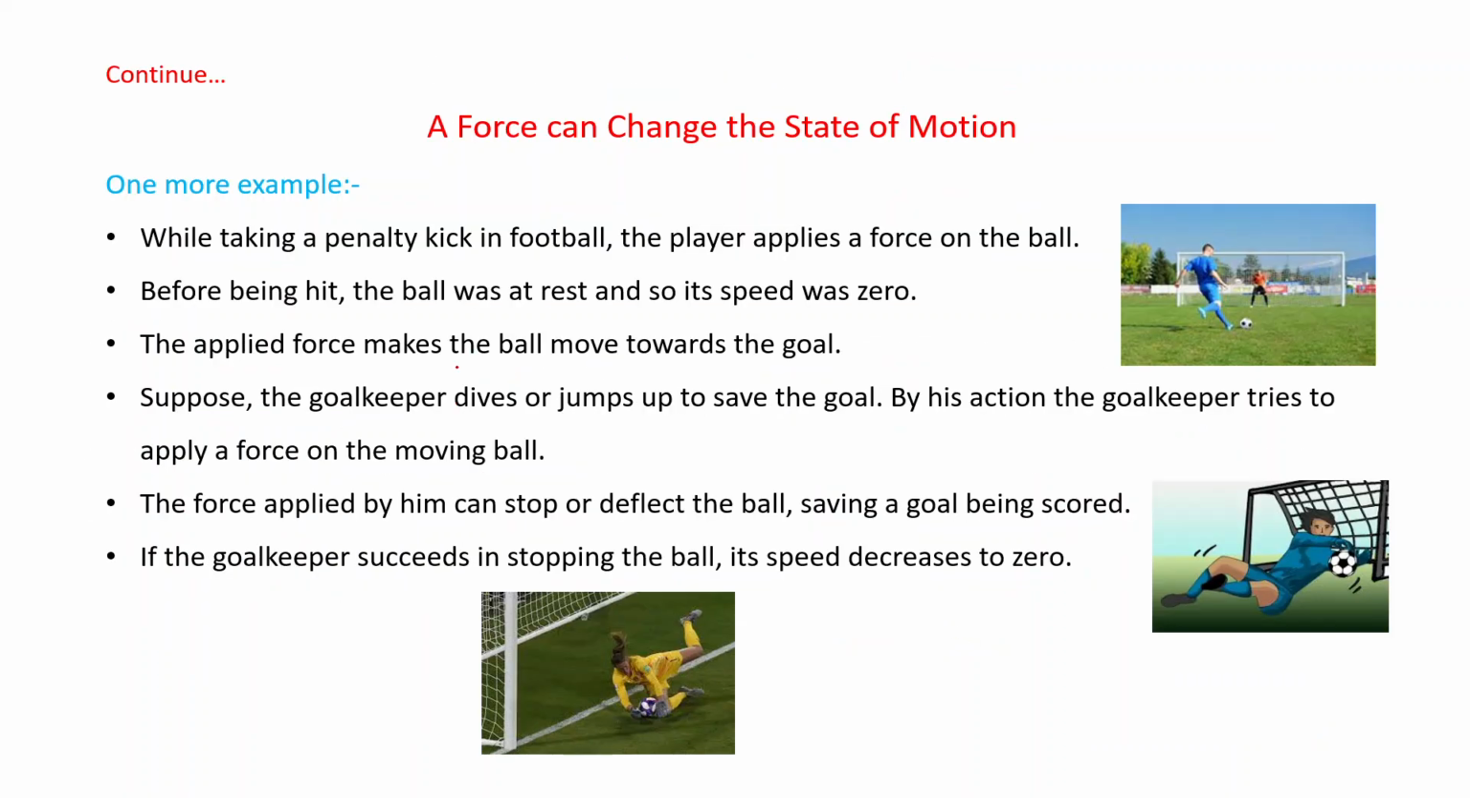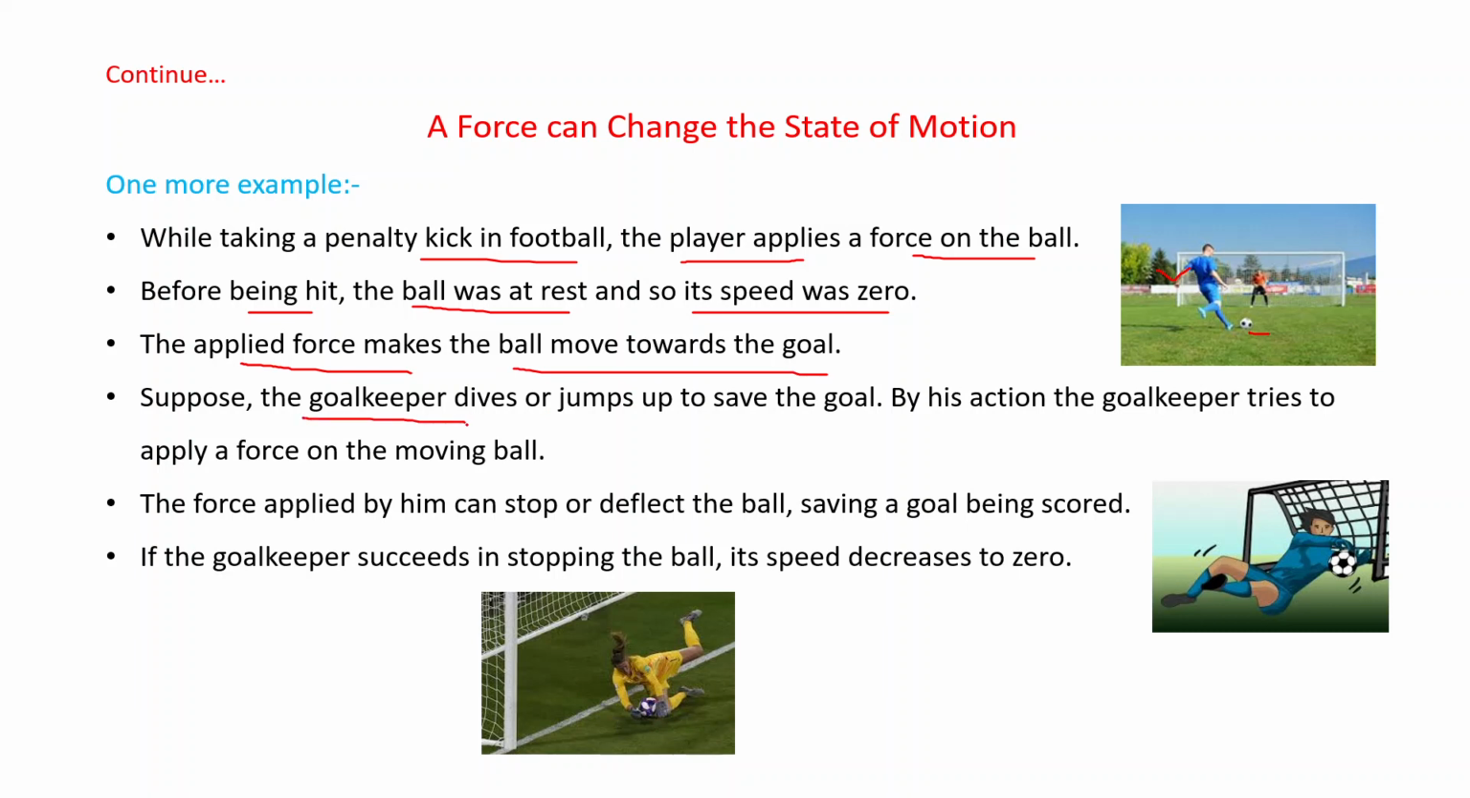Some more examples. While taking a penalty kick in football, the player applies a force on the ball, like this situation. Before being hit, the ball was at rest and so its speed was 0. This ball is at rest. The applied force makes the ball move towards the goal.